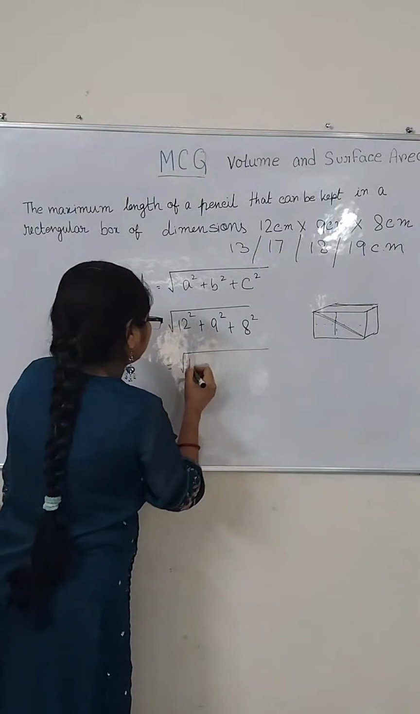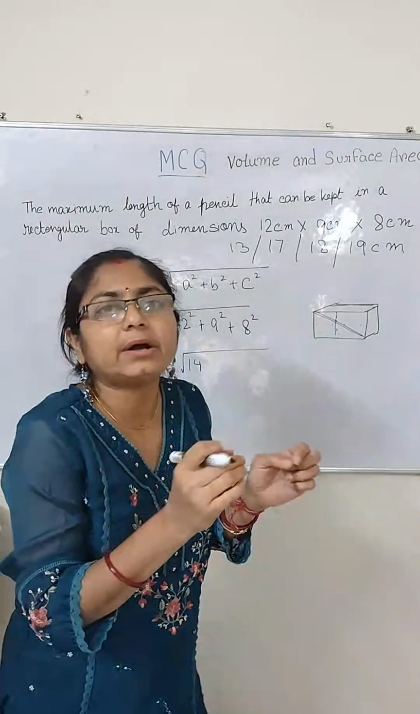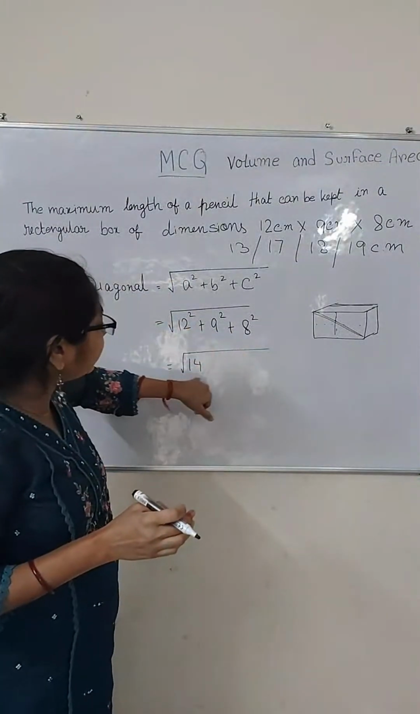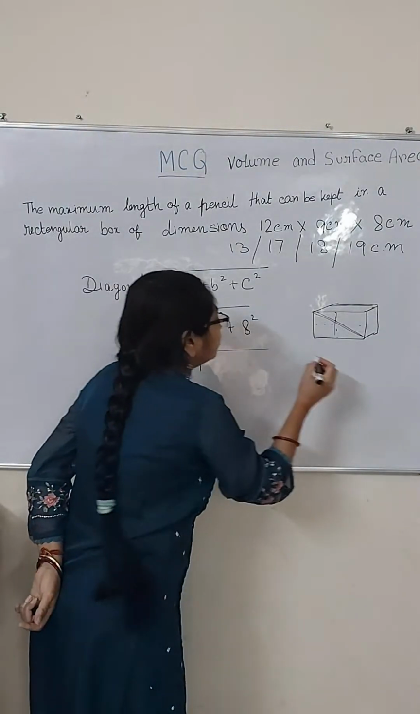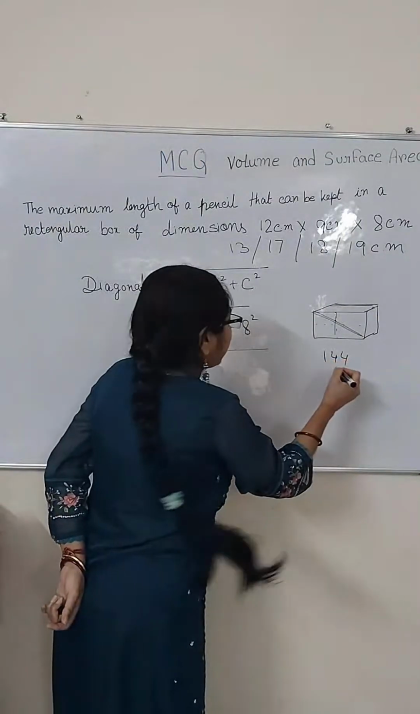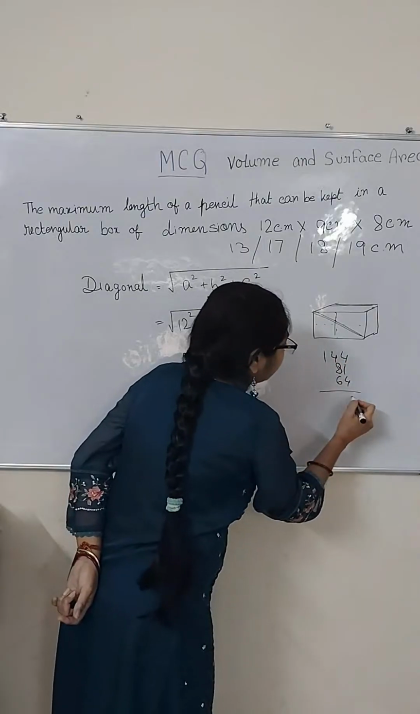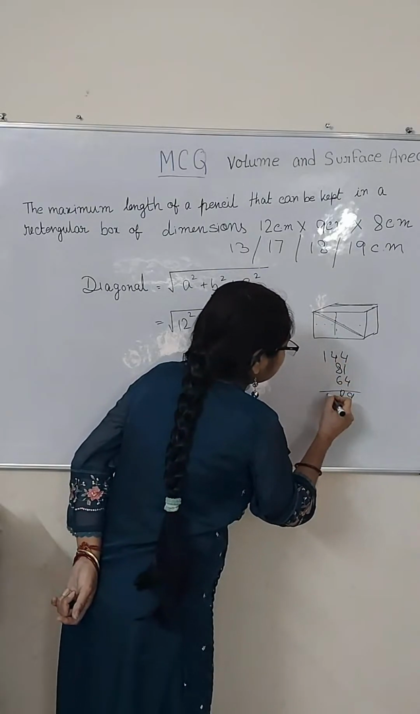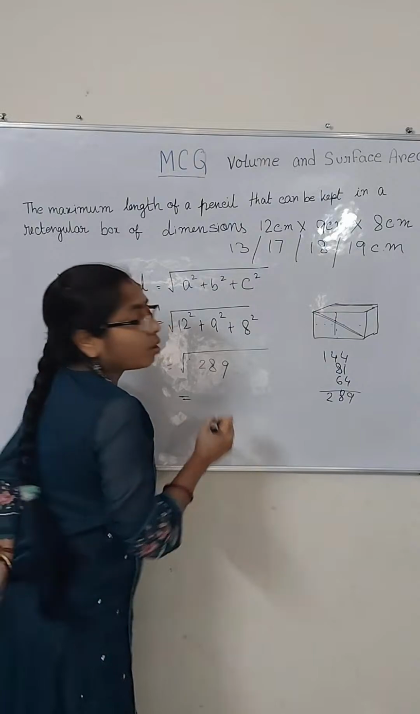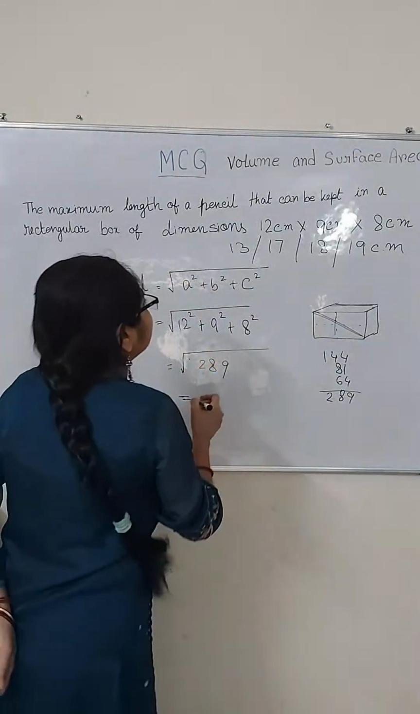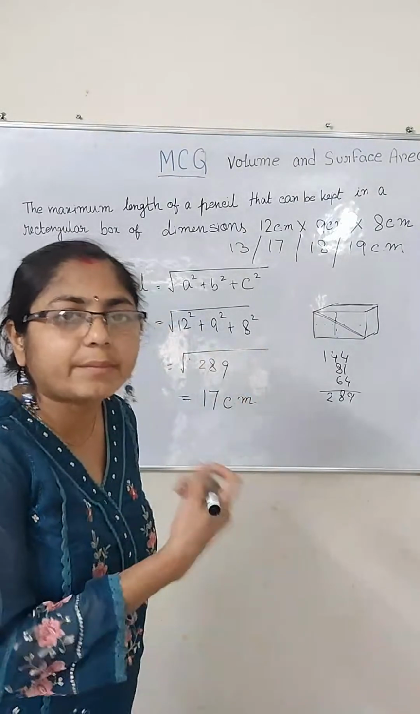Now you calculate 144. So one thing, it is an MCQ question, so I give a trick for you. Here you do not write the full answer, because it's MCQ, you have no more time. So you write 144, 81 and 64. You do it in this way. Now it is 289. You write 289, and you know what's the root of 289? It is 17. 17 centimeter. Complete the maths.